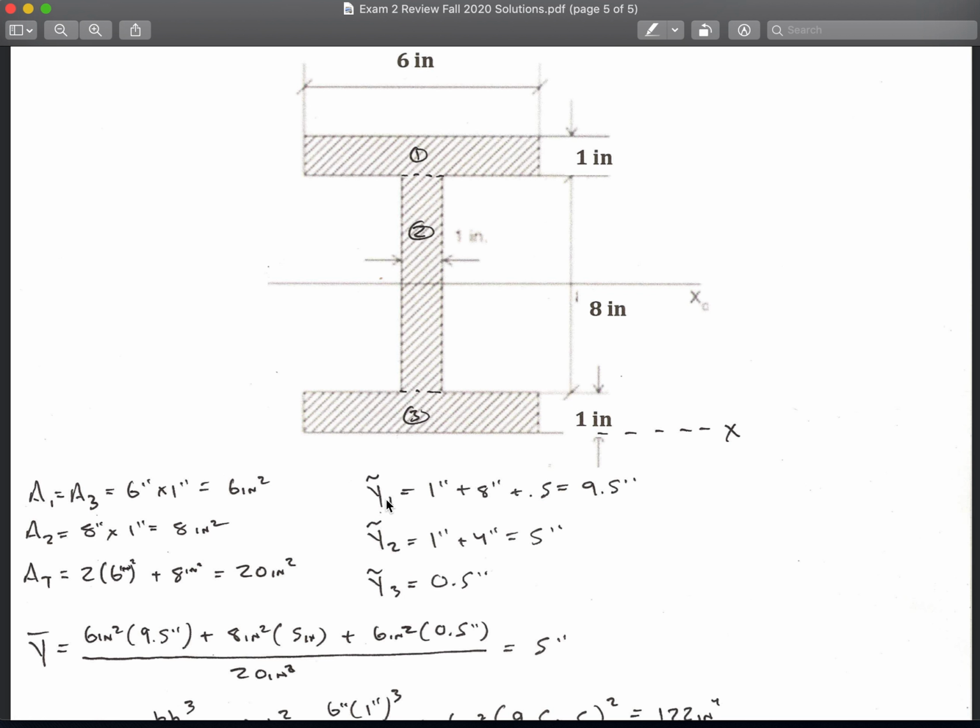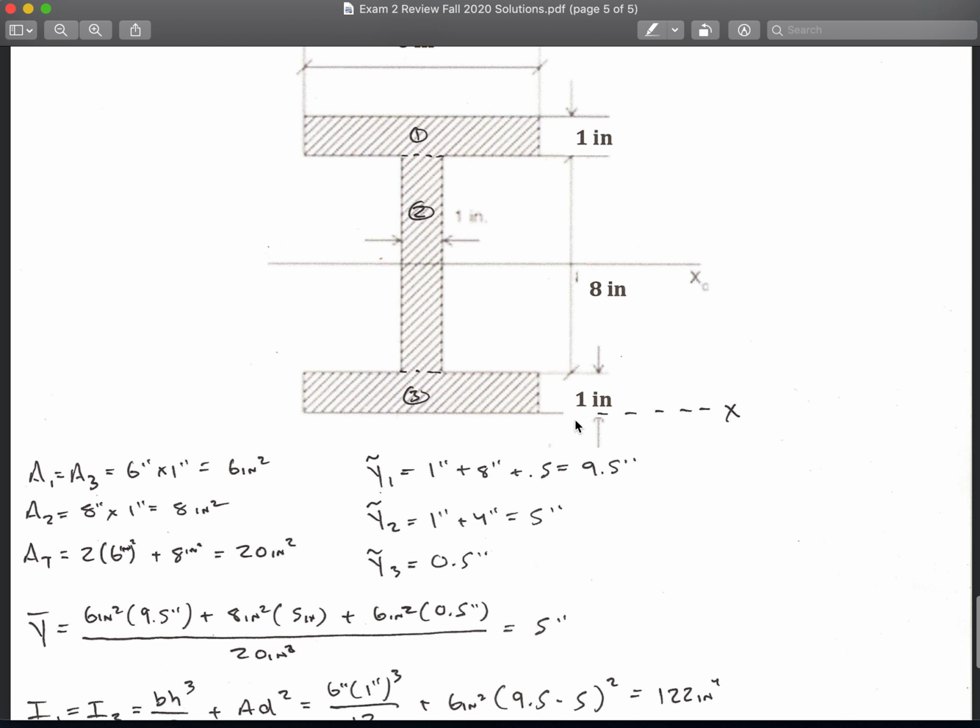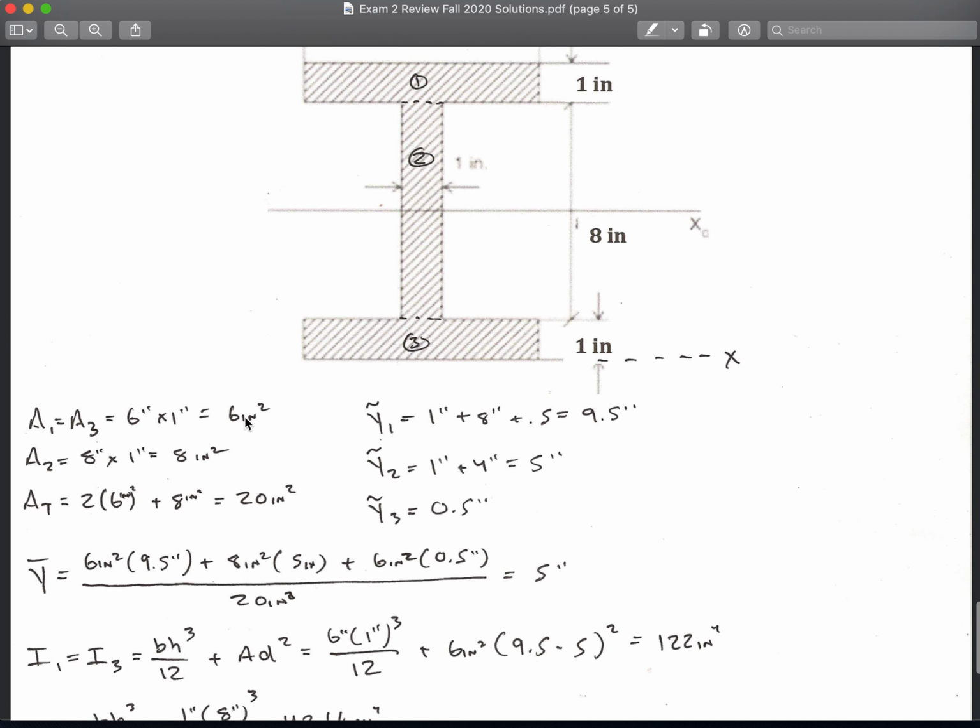Okay, y squiggle for part 1, measured from this x, is 1 inch plus 8 inches plus half of 1 inch, which is a half, giving me 9.5. For y2 it's 1 inch plus half of 8, which is 4, giving me 5. And for y3, it's just half of an inch. So then I plug all those in, keeping them consistent: 6 times the 9.5, plus 8 times the 5, plus 6 times the 0.5, all divided by the total area.